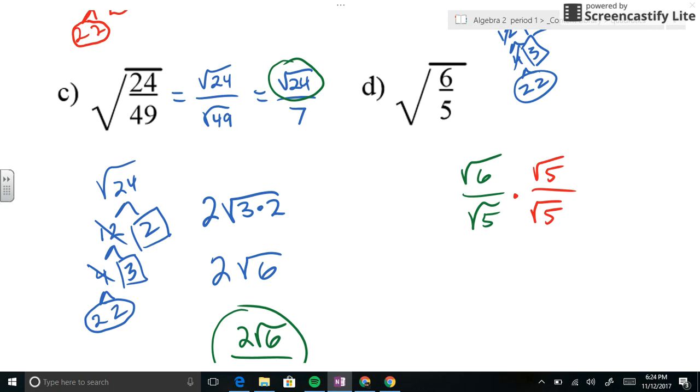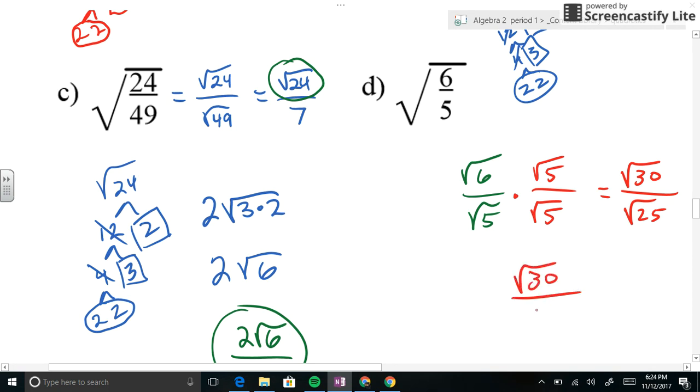It's just going to change the way it looks. So the square root of 6 times the square root of 5 is the square root of 30. Square root of 5 times the square root of 5 is the square root of 25. And now we could simplify the square root of 25. And the square root of 25 is 5.